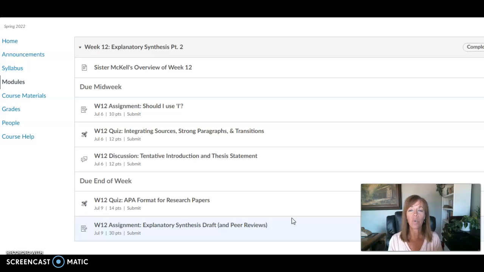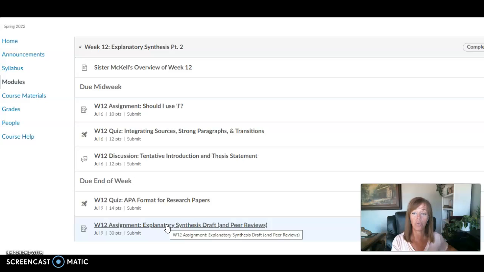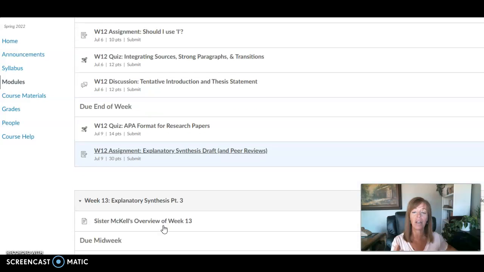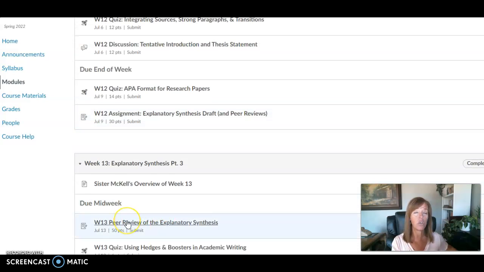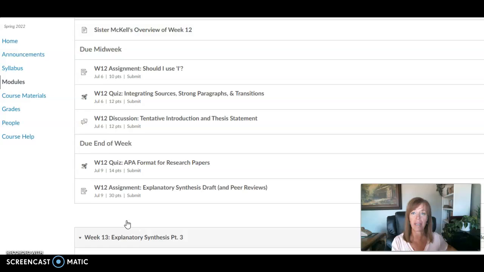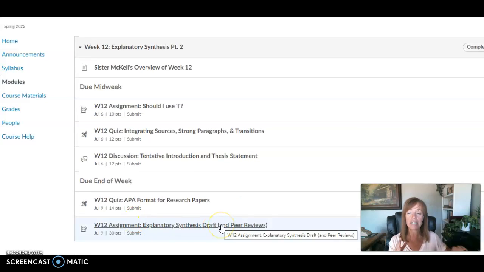So here we are in week 12, and this is a busy week because we are working towards that rough draft of our synthesis essay, this explanatory synthesis essay. If you look ahead, I'm looking at the whole module right here. The rough draft is due the end of the week, and that will help prepare us for the peer review, which will be due the following Wednesday. All right, so let's look and see what we're doing this week.